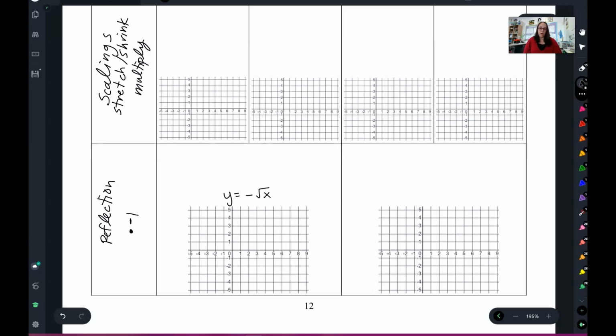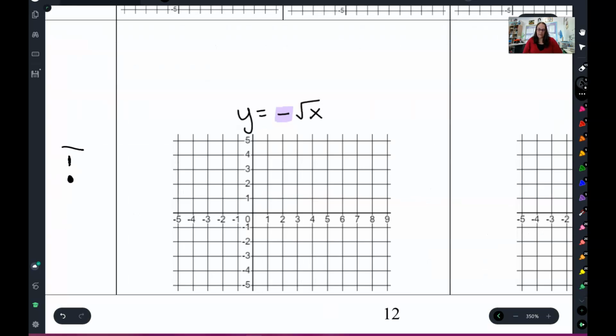This is my outside column. Or I can have a reflection that is inside. And notice that the difference is where the negative is, outside or inside. Now, remember, we have said that outside is always up and down.